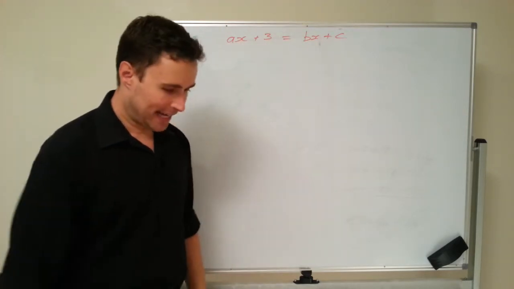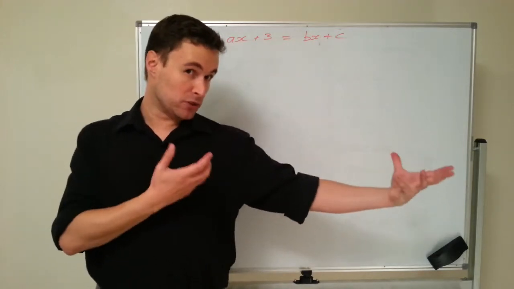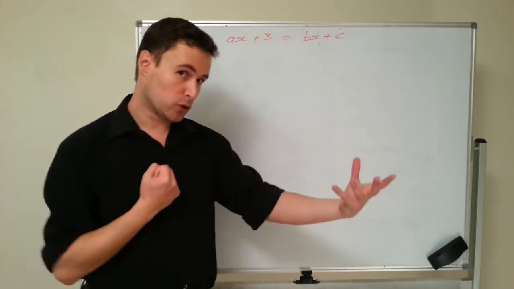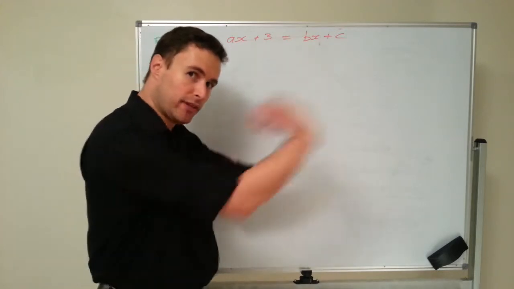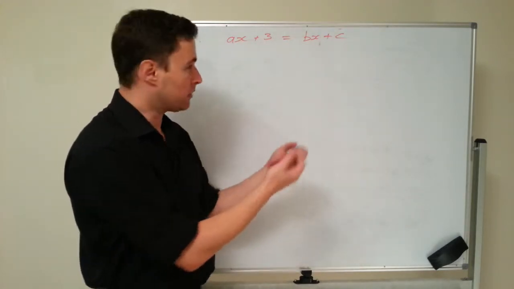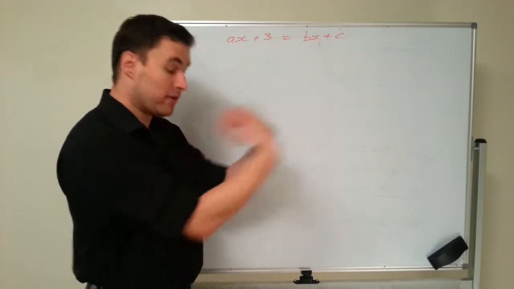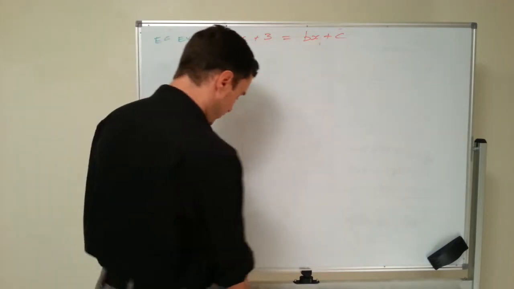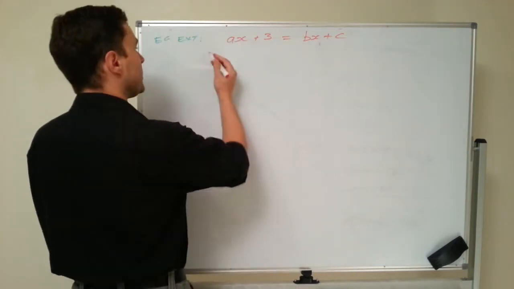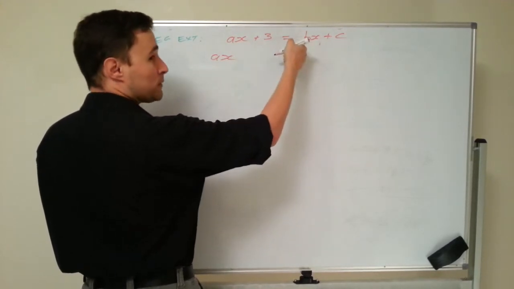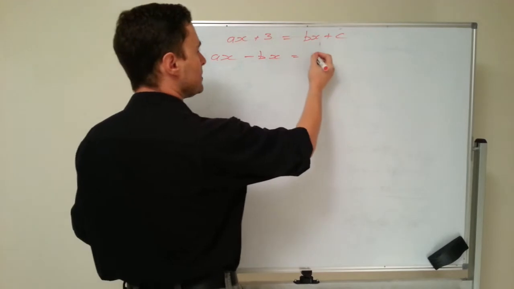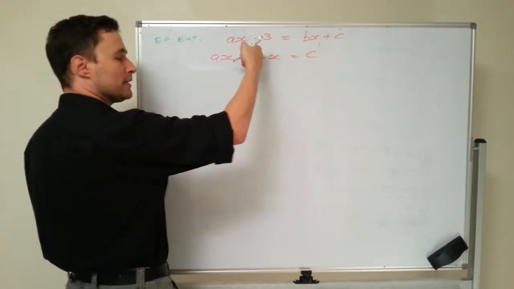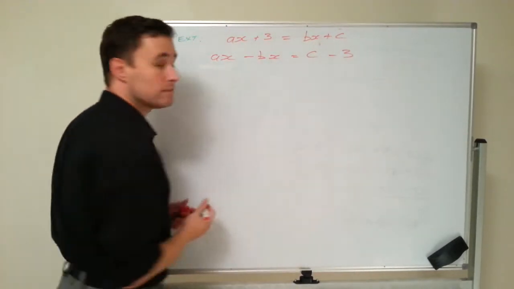In order to make x, or anything that's repeated on both sides of the equation, the subject, you've got to get them all to one side. Just like solving when you've got x's on both sides. You get all the x's to one side, get everything else to the other side. That's the first step. So I've got ax, opposite of plus bx is minus bx. c stays on this side, opposite of plus 3 is minus 3. You all with me?